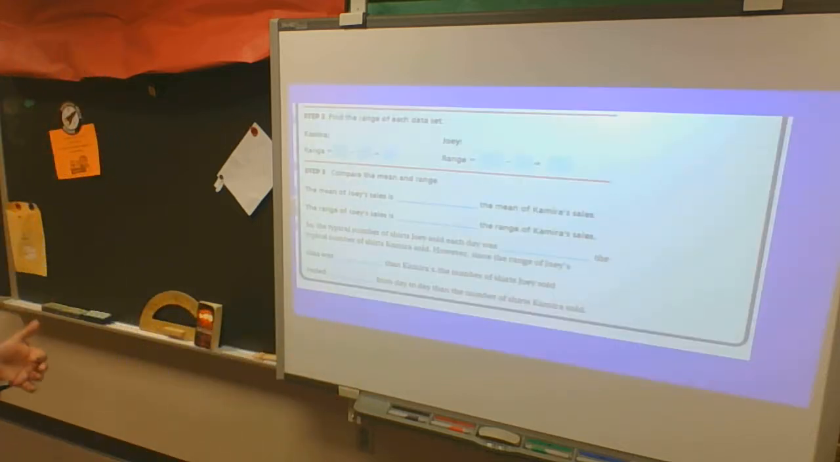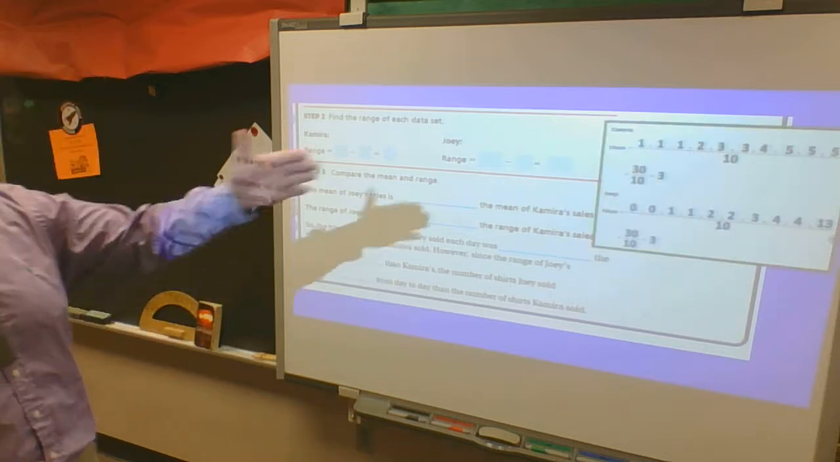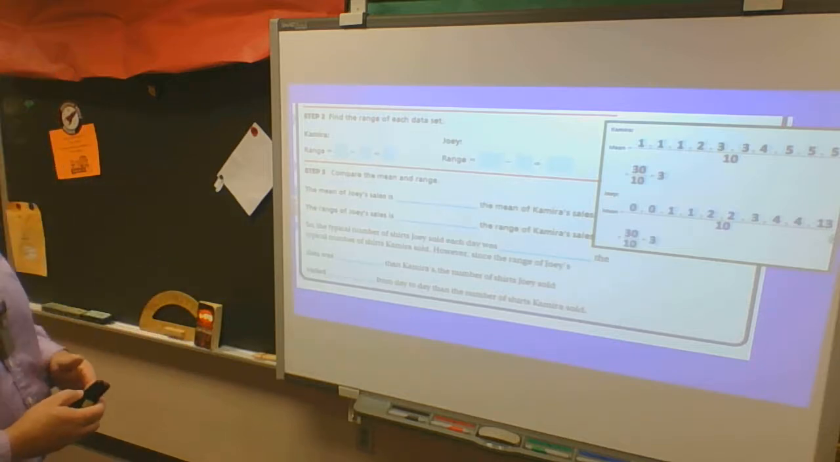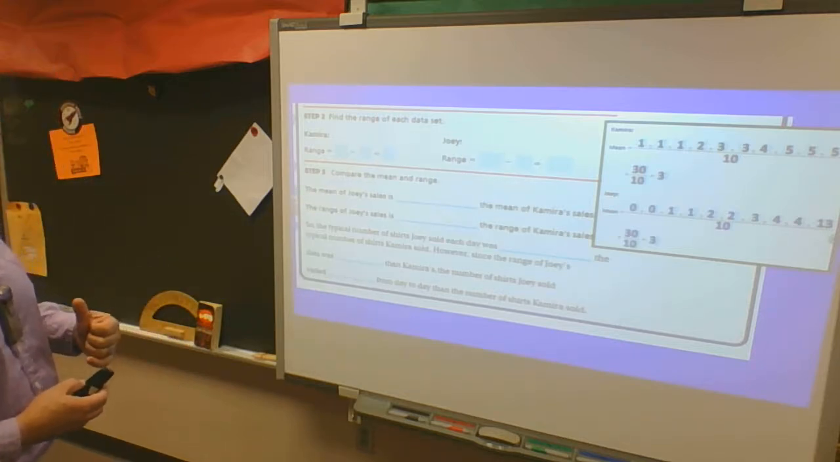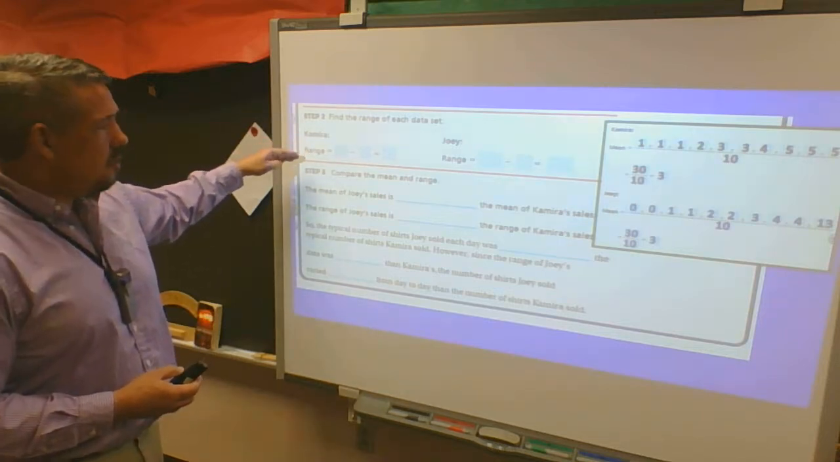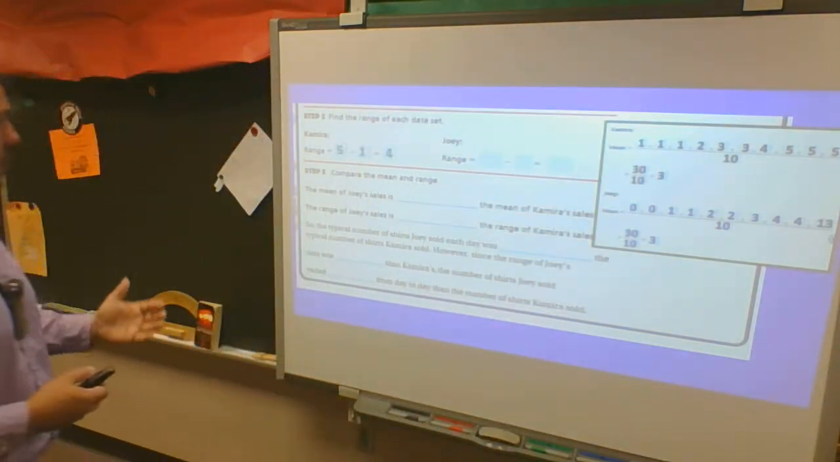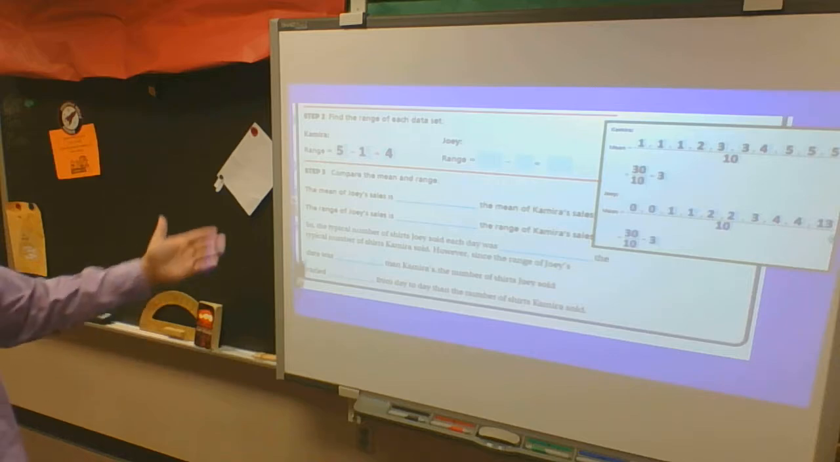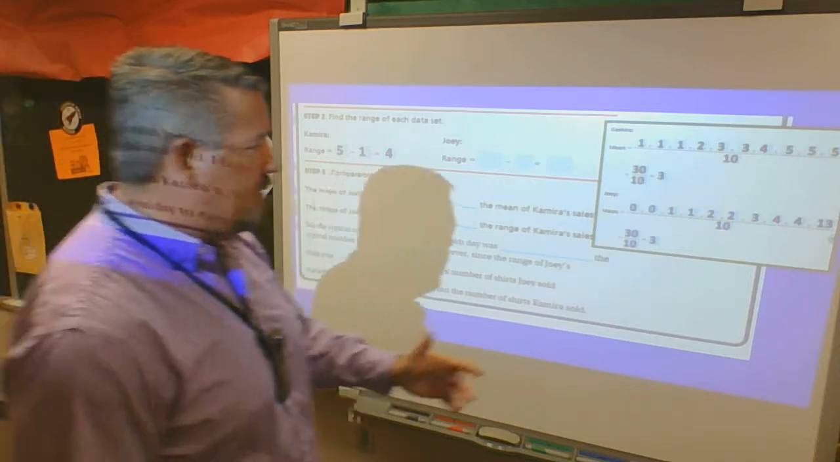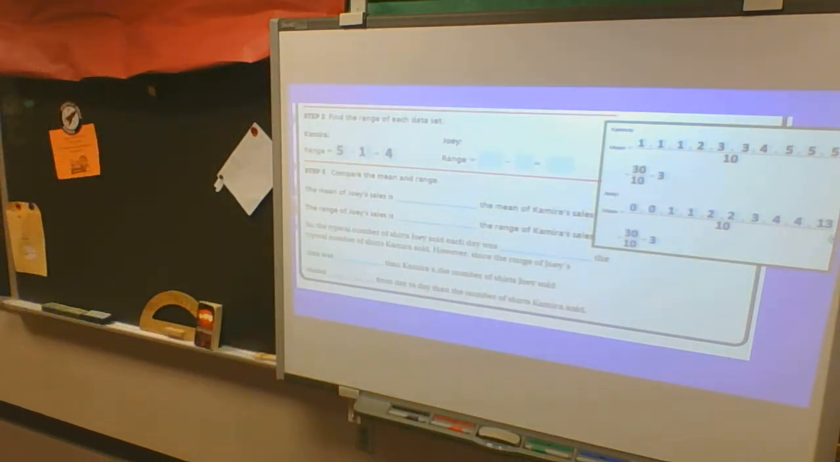So when we go down to the second part, step 2 is to find the range of each of the data sets. So I'm going to put that back up here. This is the data that we just had figured out on the previous slide for this video. But when I talk about my ranges, I look at Kamira's range. I have to find the largest and the smallest numbers. So I'm going to take my 5 and subtract 1. So I have a range of 4. With Joey, he sold 13 on that really big day, but there were days that he didn't sell any at all. So his range is 13 minus 0, which is a range of 13.